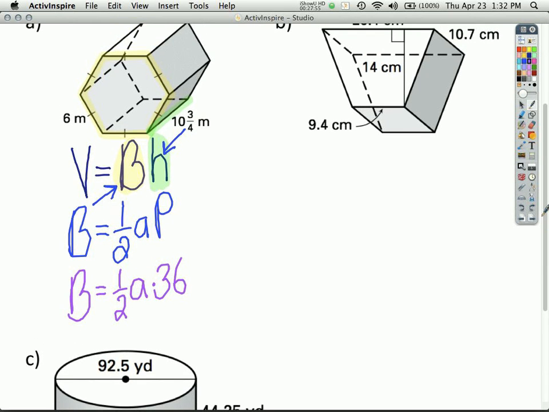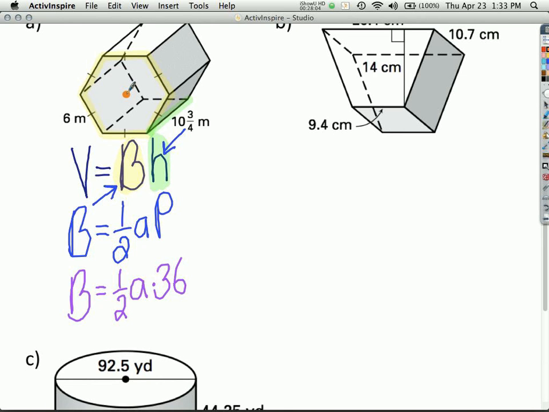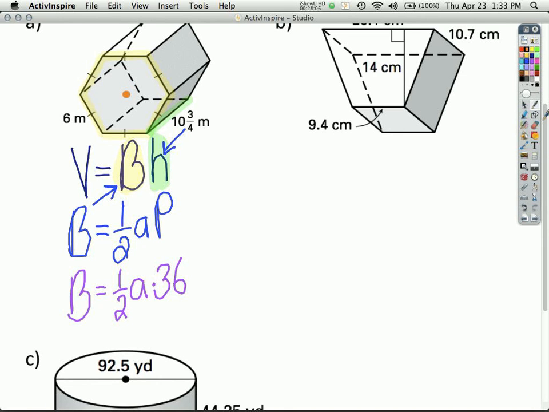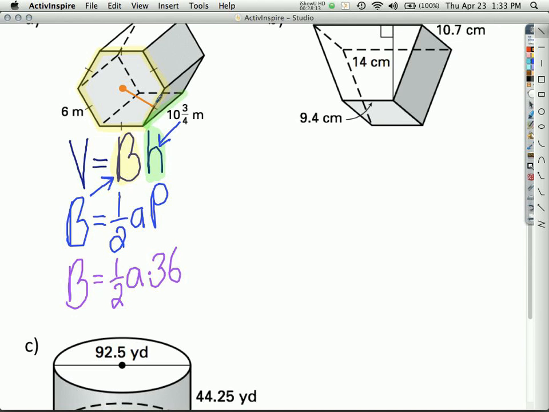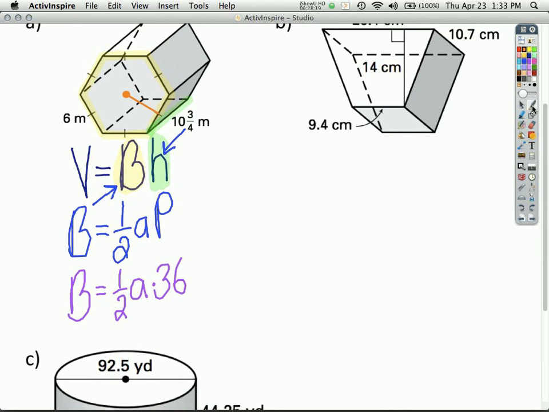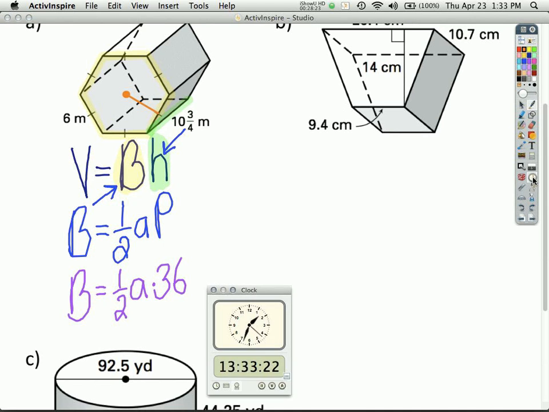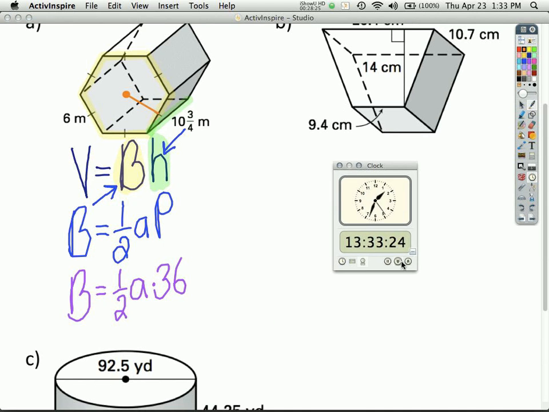The apothem is the distance from the center to the middle of a side. So I'm going to approximate the center. I don't know if I did a very good job, but it'll have to do. And we need that distance. So you got to find that distance. You've got the sheet to work with. Go ahead, take a minute to find that distance. And then we'll come back as a whole group.